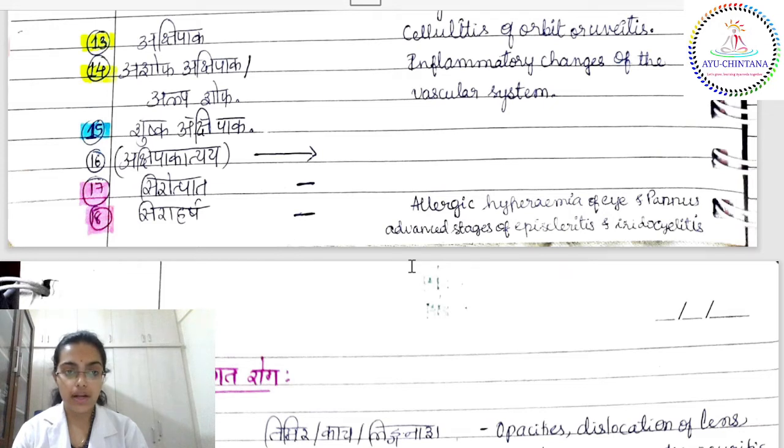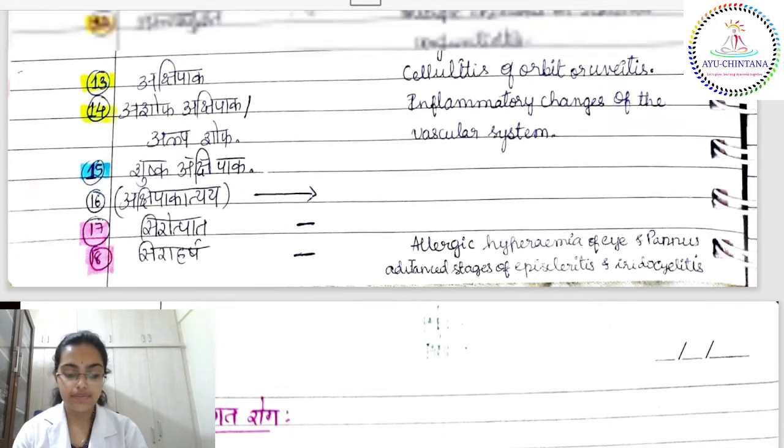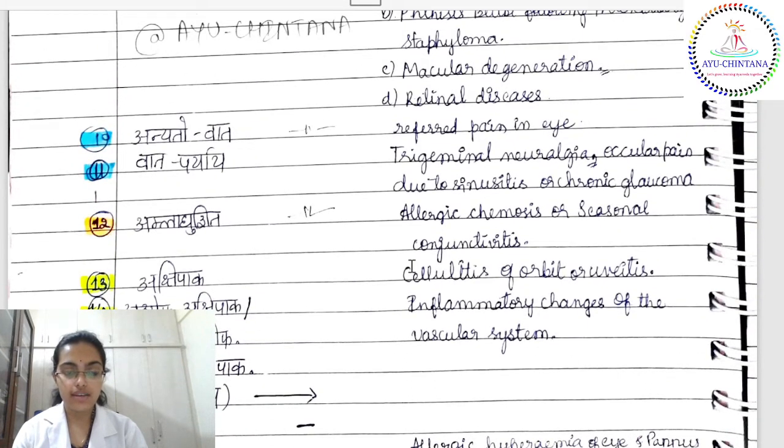Then Shushka Akshipaka. Shushka word is there, you remember? Shushka is related to which dosha? It is related to Vata. So Shushka Akshipaka is a Vataja Vyadhi. Then Anyato Vata, Vata Viparyaya. The very name has Vata, so there's no confusion at all. They both are Vataja Vyadhi.